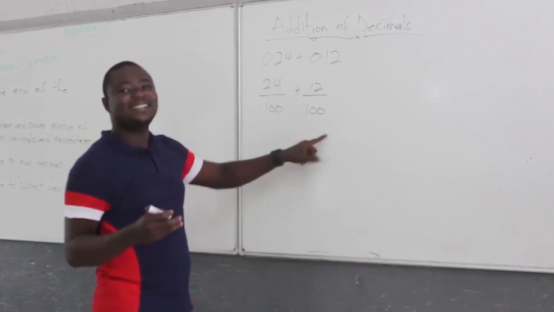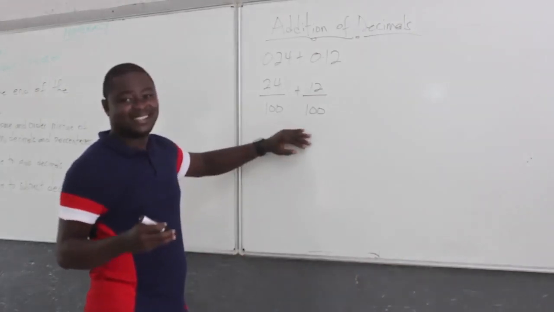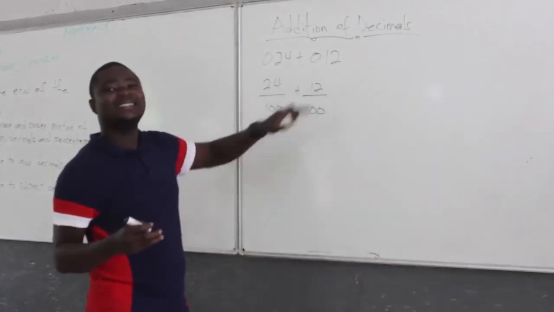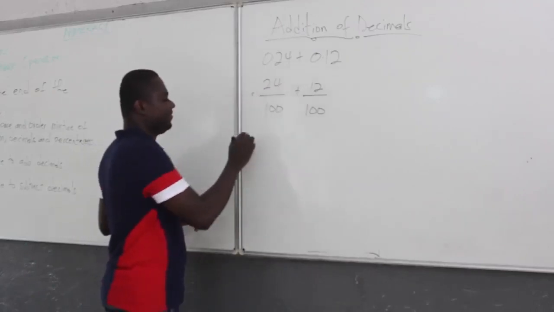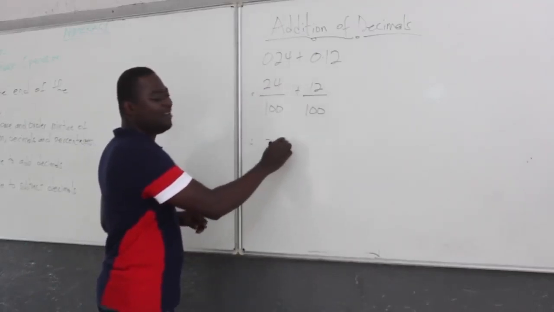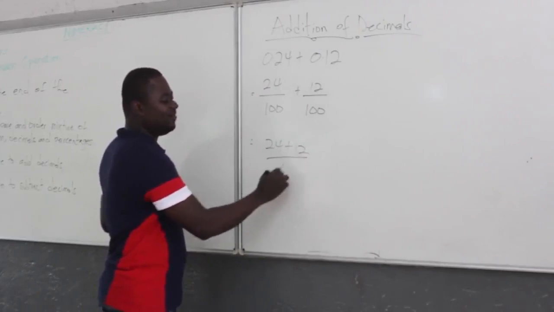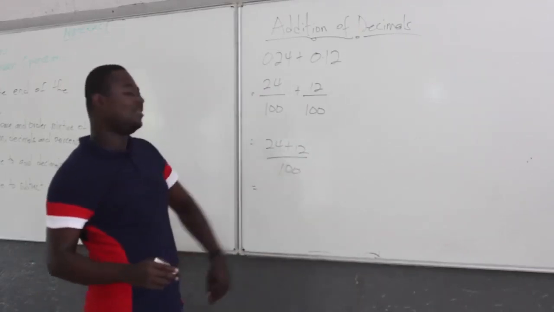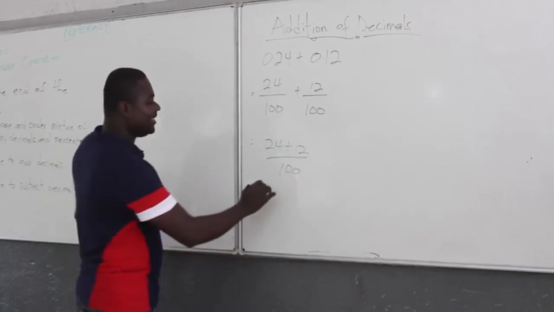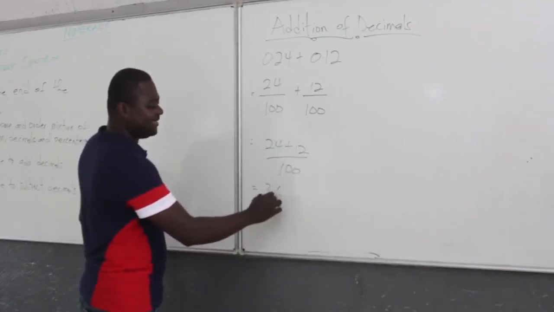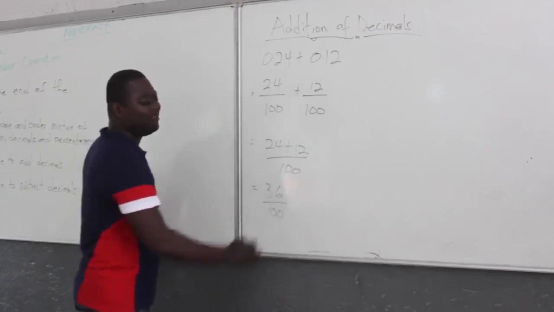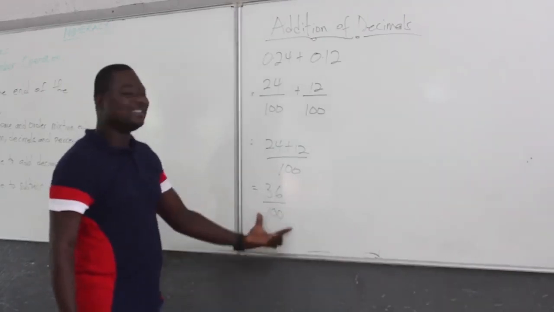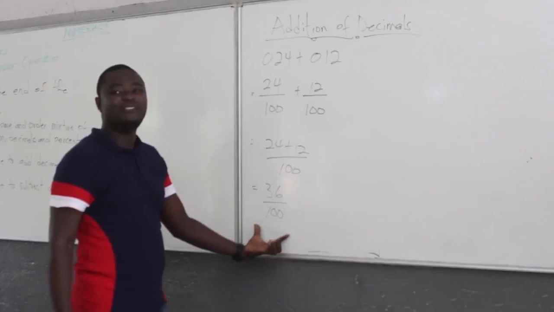Now, since the denominators are the same, you add the numerators. So we have 24 plus 12 over 100. Now 24 plus 12 will give us what? That is 36/100. This is our answer. This is a decimal fraction.